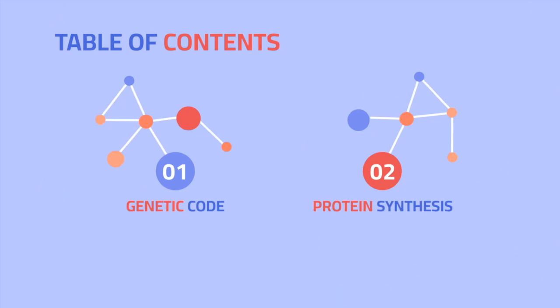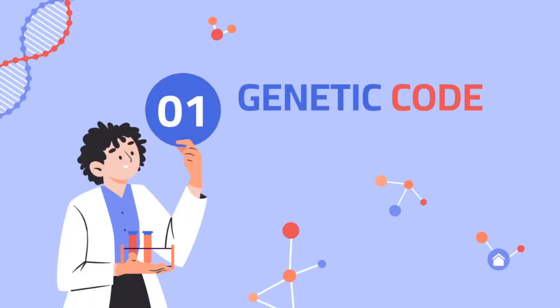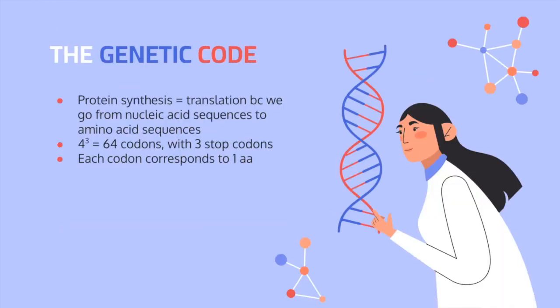Alright, so the two parts included in this chapter are the genetic code and protein synthesis. We'll start with the genetic code. Protein synthesis is also called translation because we are translating a sequence of nucleic acids to a sequence of amino acids.